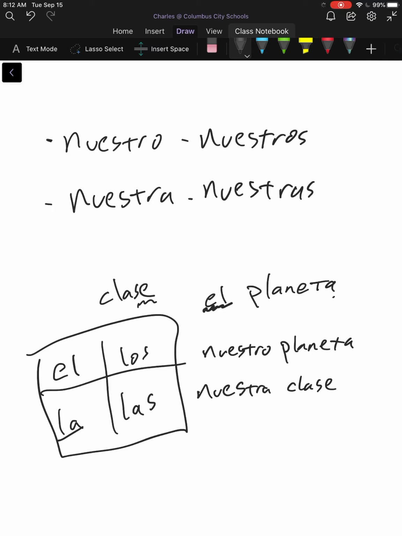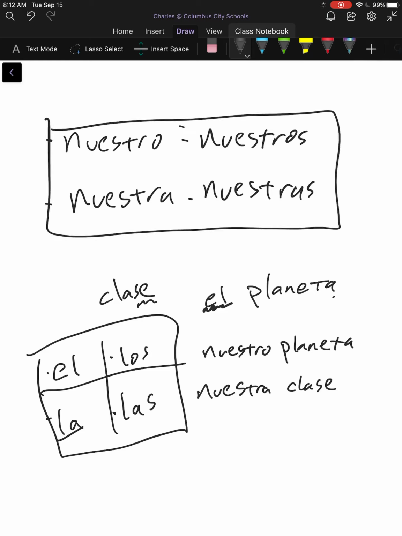It acts just like the adjectives you learned at the beginning. And if you're not sure which one to use, check the definite article, the el, la, los, or las, and match it. See? It's in the same shape. If you're using the top left, use the top left. If it's la, use nuestra, bottom left. Make sense?